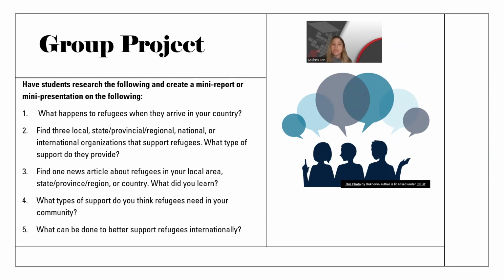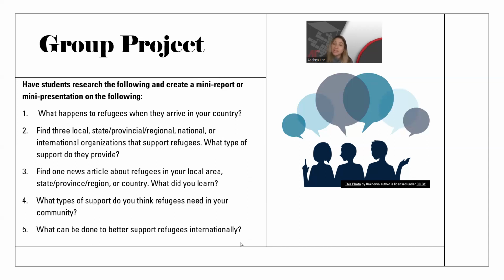Find 3 local, state, provincial, regional, national, or international organizations that support refugees. What type of support do they provide? Find 1 news article about refugees in your local area, state, province, region. You can modify that, or country. What did you learn? What types of support do you think refugees need in your local community? And then finally, what can be done to better support refugees internationally?